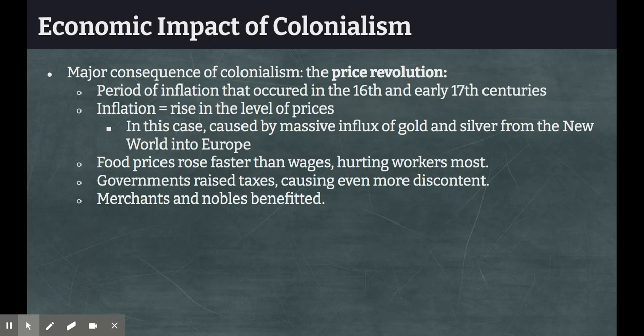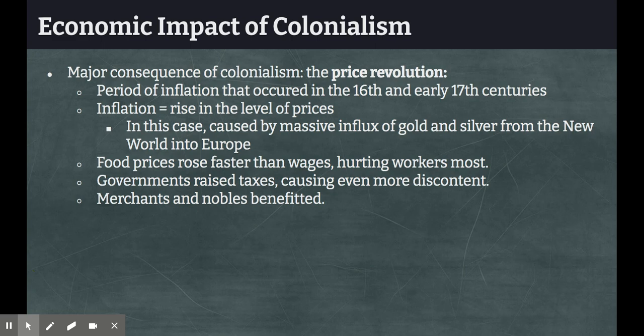The biggest impact on the European economy was something called the price revolution. This was a period of inflation that occurred in the 16th and early 17th centuries, so the 1500s and 1600s. Inflation is a rise in the level of prices. You don't need to understand too much about how inflation works, but know that it occurs essentially when you dump a bunch of money into the economy, which is precisely what happened when the New World was, quote unquote, discovered by Europeans. Europeans brought in all this gold and silver, and that lowered the value of money, which caused a rise in the level of prices.